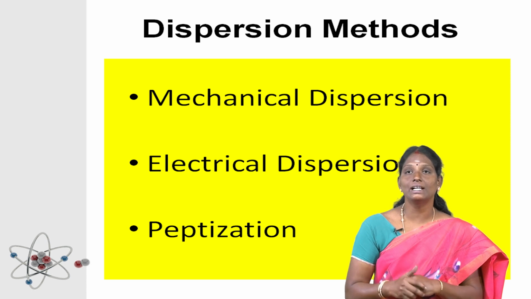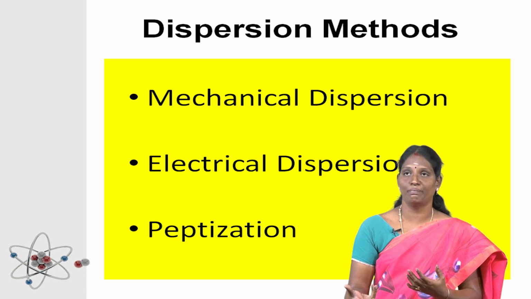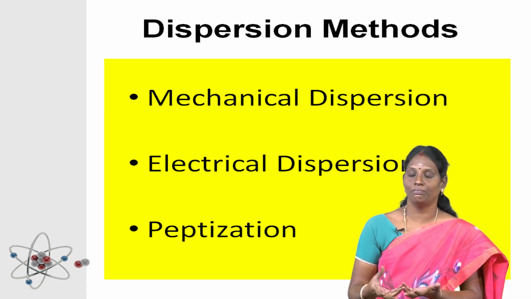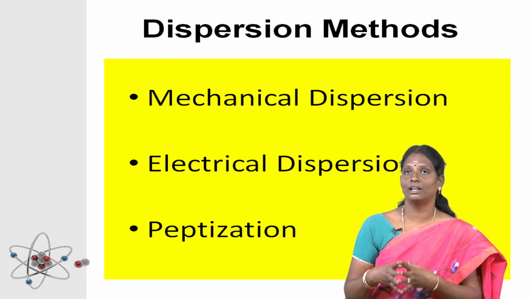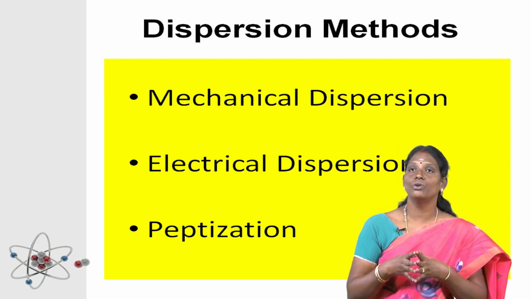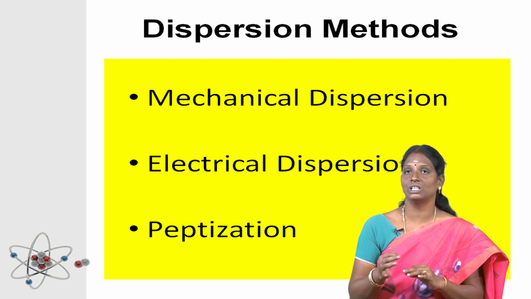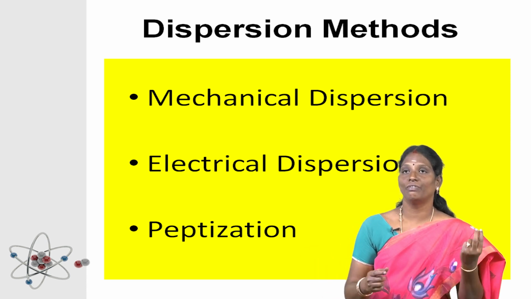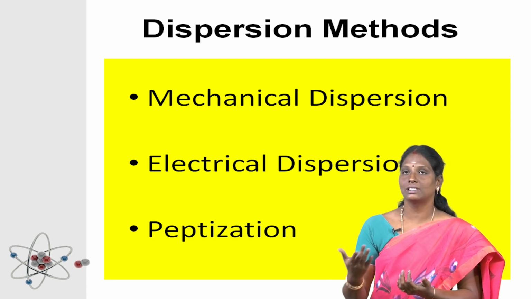Next one, electrical dispersion. This method is used to prepare hydrosols of metals. When we take the metal as a solid dispersed phase, this method can be used. For example, silver, gold and platinum salts can be prepared by electrical dispersion. How do you carry out the electrical dispersion? The atoms of the metal present in the vapor aggregate to form colloidal particles in water. So when the metals are taken in vapor form, they can directly form colloidal particles in water.